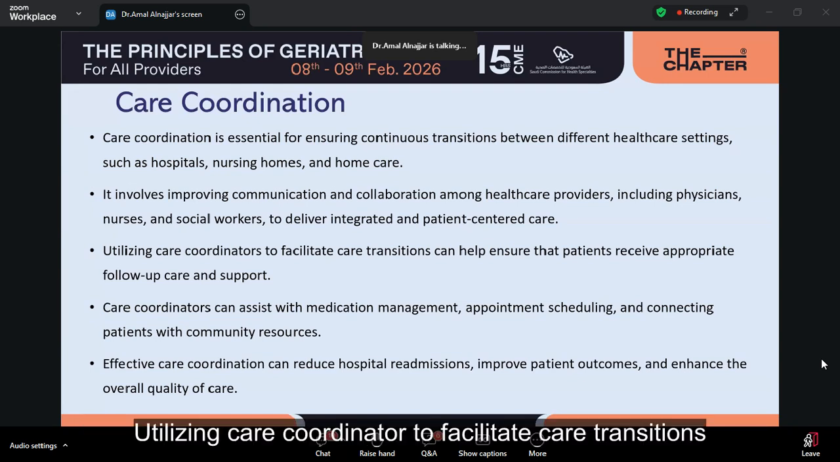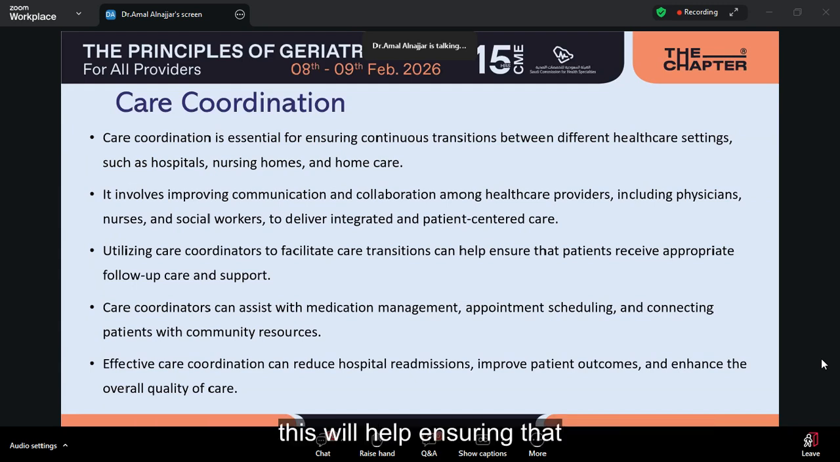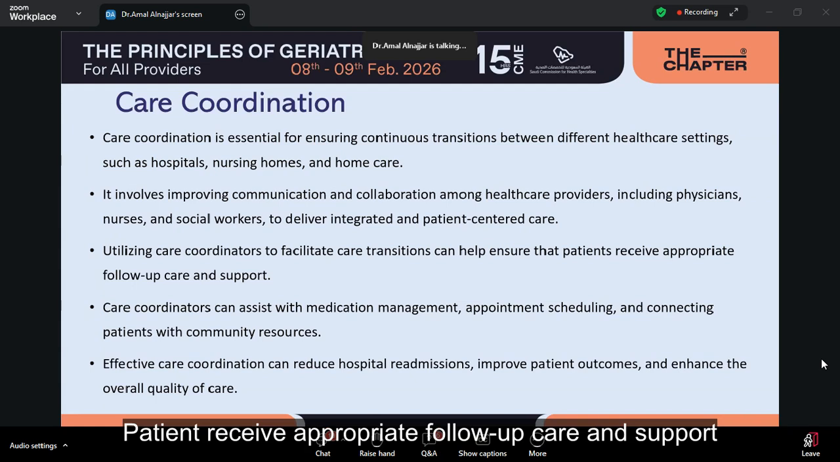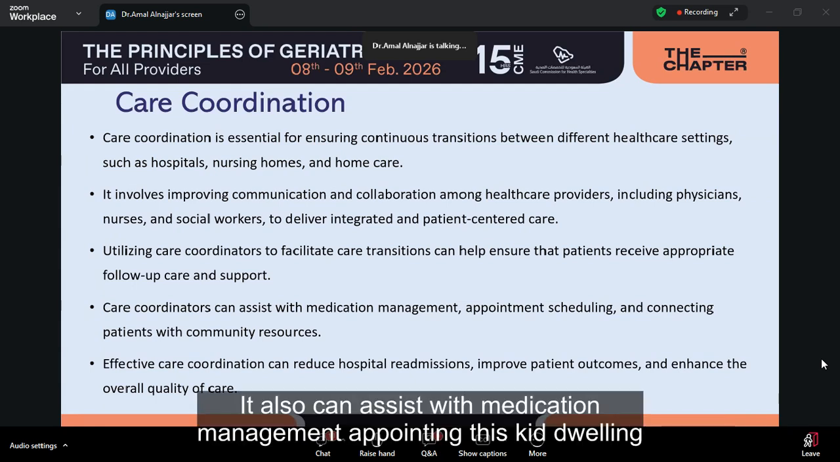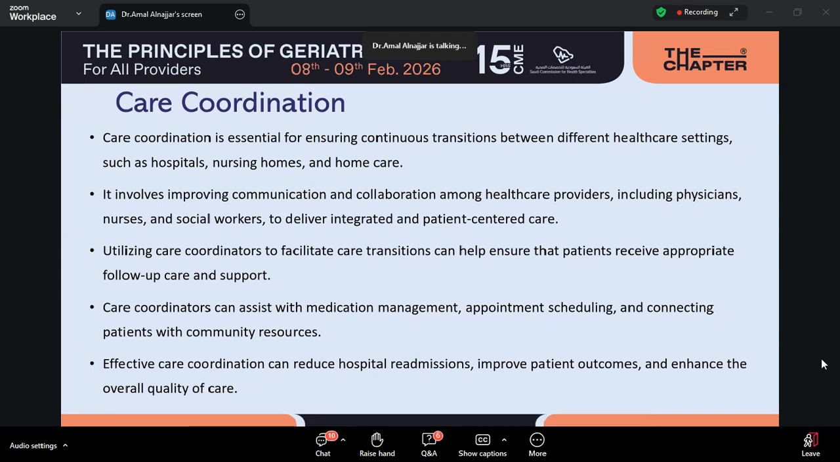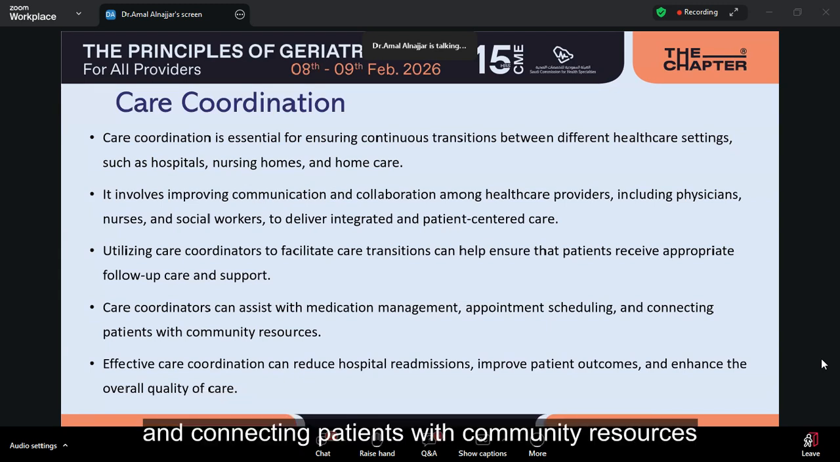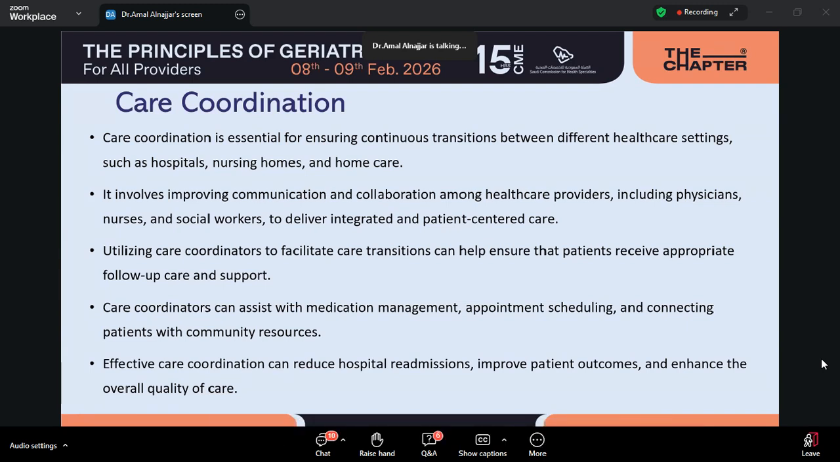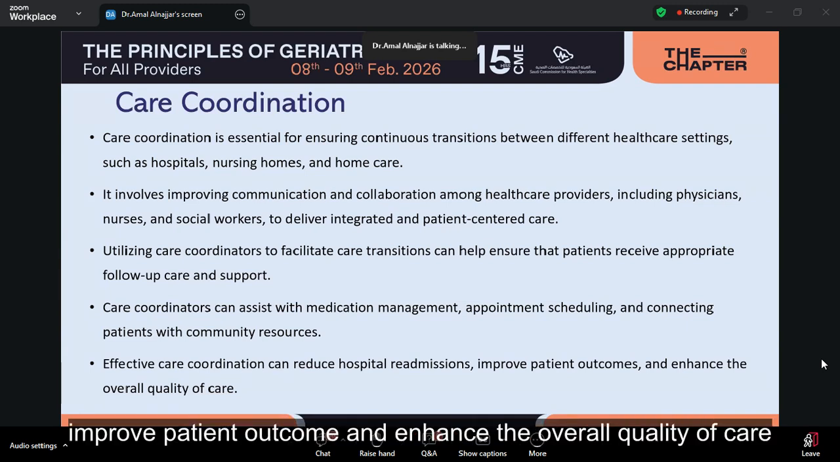Utilizing a care coordinator to facilitate care transitions will also help ensure that patients receive appropriate follow-up care and support. It also can assist with medication management, appointment scheduling, and connecting patients with community resources. It can also reduce hospital readmission, improve patient outcomes, and enhance the overall quality of care.